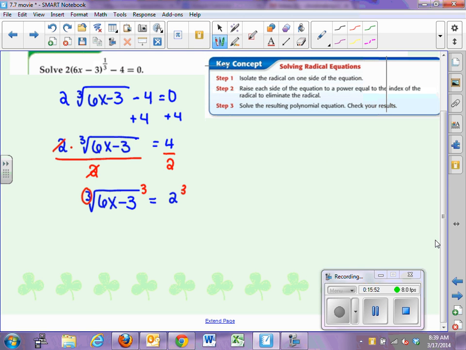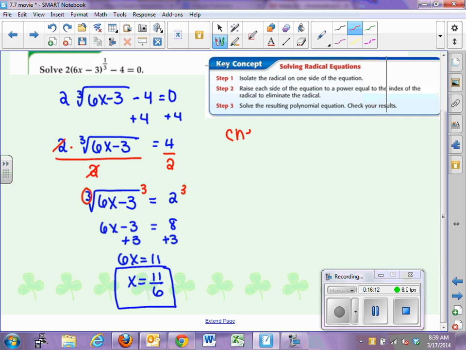So that's how we get 6x minus 3 alone, and that equals 2 times 2 times 2, which again is 8. We add 3 to both sides, so we get 6x equals 11. So I believe x is 11/6. I think that's my answer. Let me do the check. I'm going to do it in another color. So I get 2 times, I'm just going to write it, the cube root of 6 times 11/6 minus 3 minus 4. Does that equal 0?